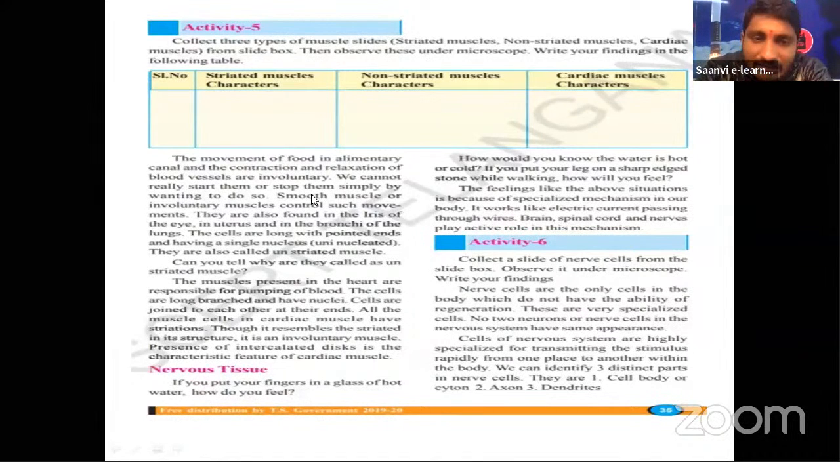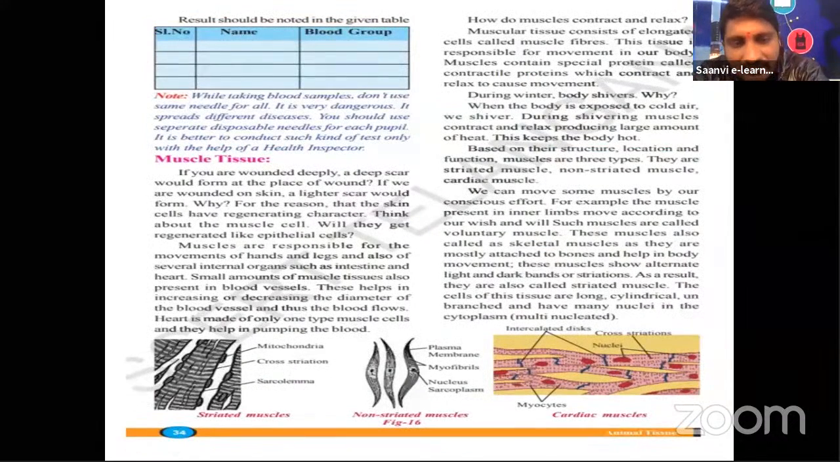Can you tell why they are called unstriated muscles? Because there are no striations, no dark and light bands here as in striated muscle. Look at the screen, all of you. We have striated and non-striated muscles. Okay, and next.